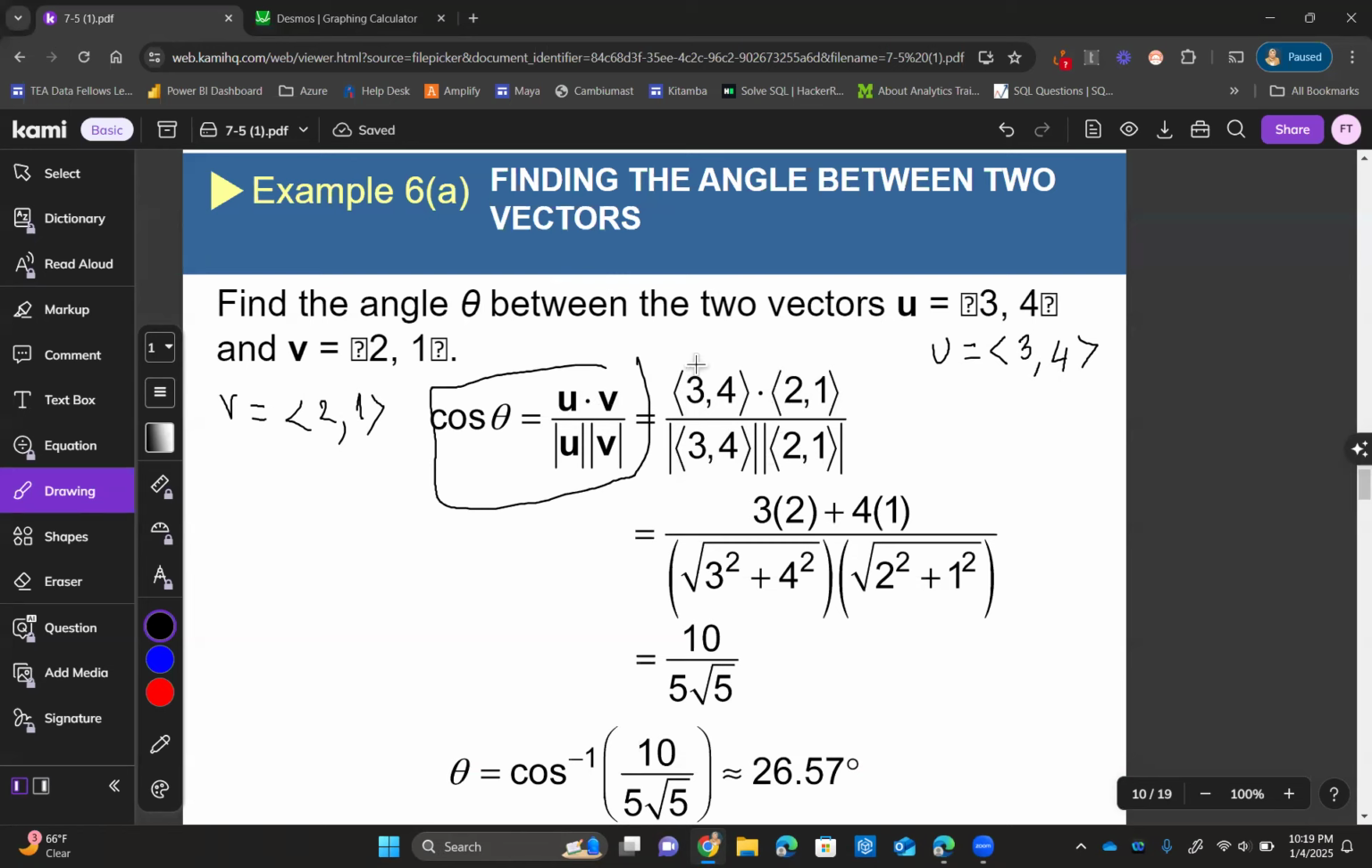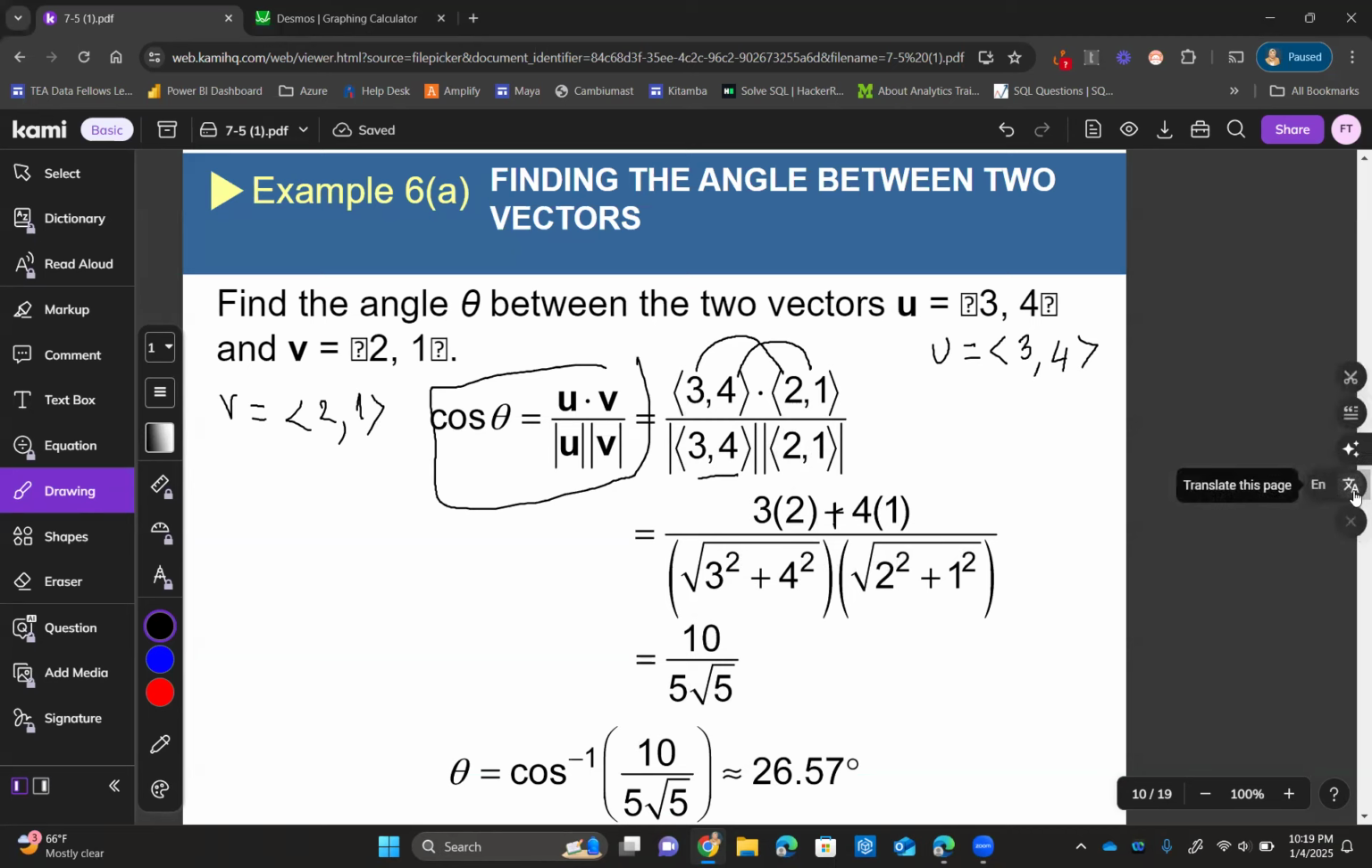So let's do the dot product. 3 times 2 is what we need, plus 4 times 1. Total is 3 times 2 is 6, 4 times 1 is 4, so the numerator is 10. The magnitude of (3, 4) is 3 squared plus 4 squared, take the square root, so that's going to give me a 5. Here, 2 squared plus 1 squared is 5, so this is another radical 5. So this is 5, this is radical 5.